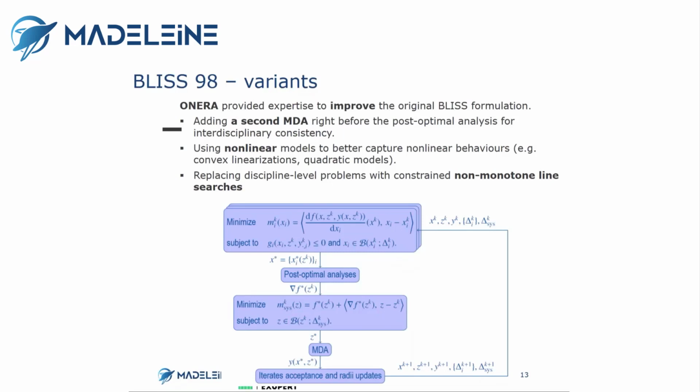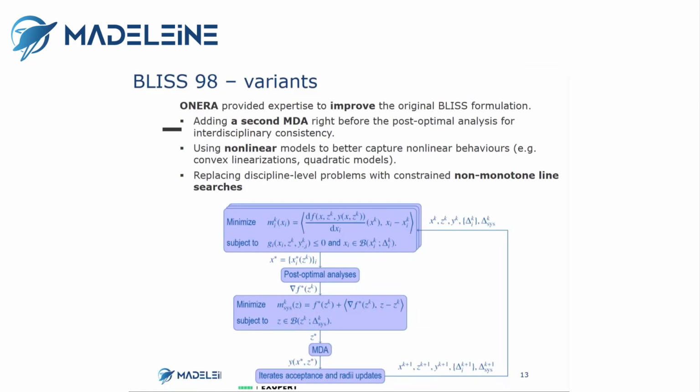So we work to also use nonlinear models, not as in the original variant, to better capture the nonlinear behavior of the disciplines. So using convex linearization or quadratic models, and the different disciplines can use different submodels for that. We could also add a second MDF phase after the post-optimality analysis to improve the consistency of the coupling.